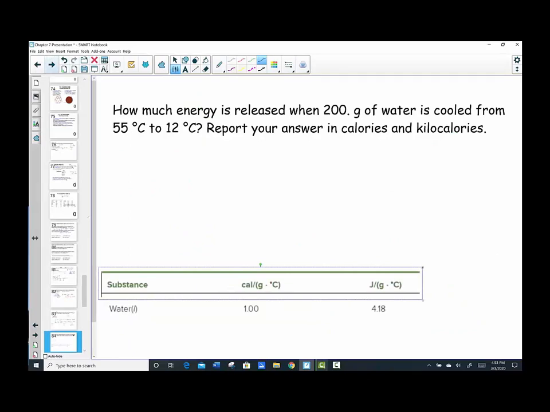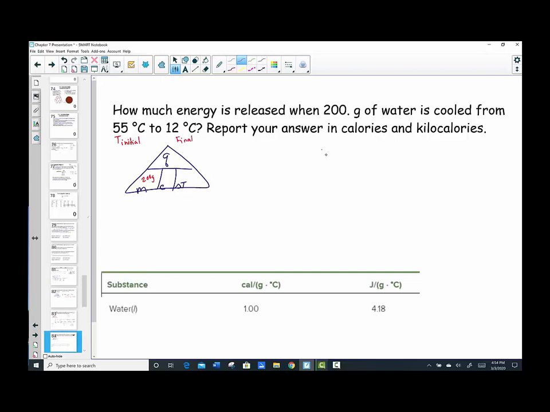How much energy is released by 200 grams of water? So when we're asked to solve for energy, that's our Q. And we know that it's found by taking M times C times delta T. We're given 200 grams of water, and it's cooling from 55 to 12 degrees. So here's your initial. Here is your final. Now, final minus initial.